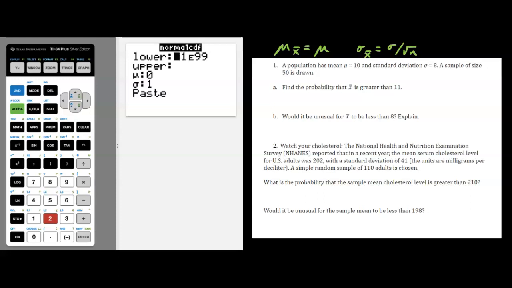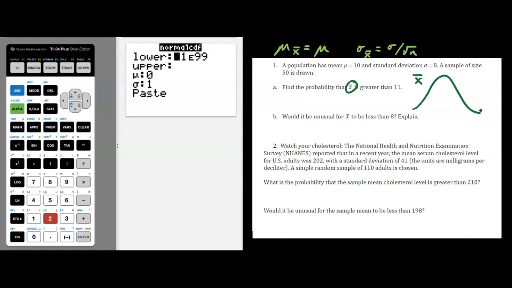In this first example, it says a population has mean 10 and standard deviation 8. And then a sample of size 50 is drawn. Now notice in the question it says find the probability that x bar is greater than 11. Well, x bar represents the sample mean. So this question could have been rephrased as find the probability that the sample mean is greater than 11. So as soon as I know I'm working with sample means, I always sketch the distribution of sample means.